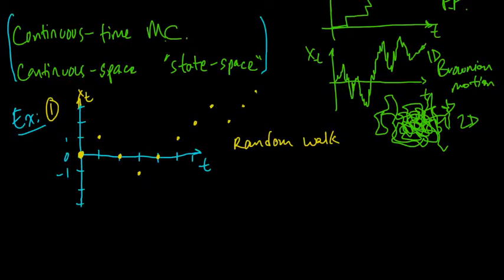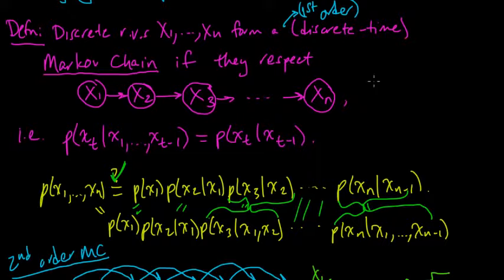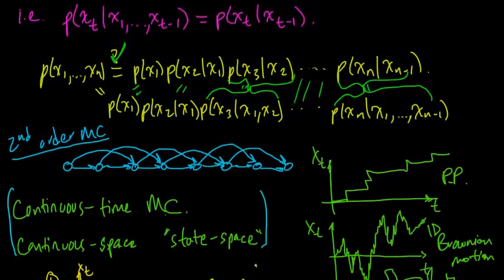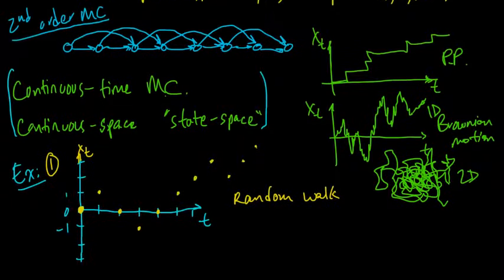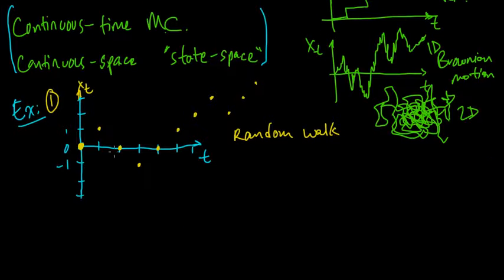Welcome back. We've been talking about Markov chains and Markov models, and we introduced the definition of a discrete time, discrete space Markov chain. It satisfied this graphical model. And then I mentioned a few generalizations. You can have higher order Markov chains, and you can also introduce continuous time or continuous space Markov chains.